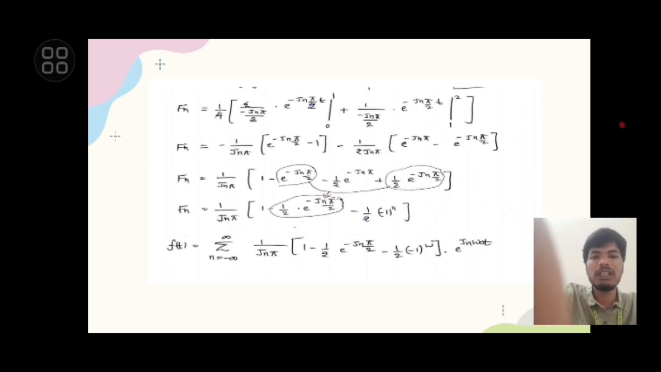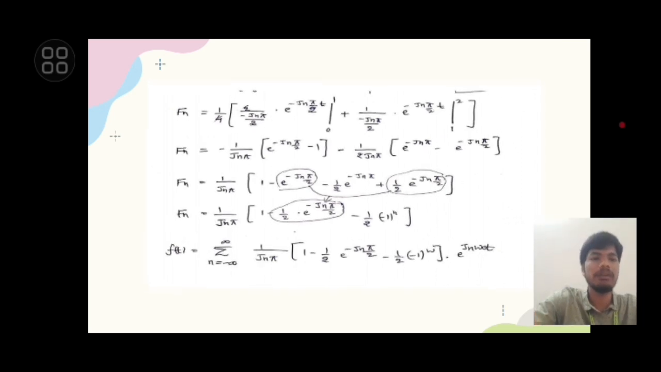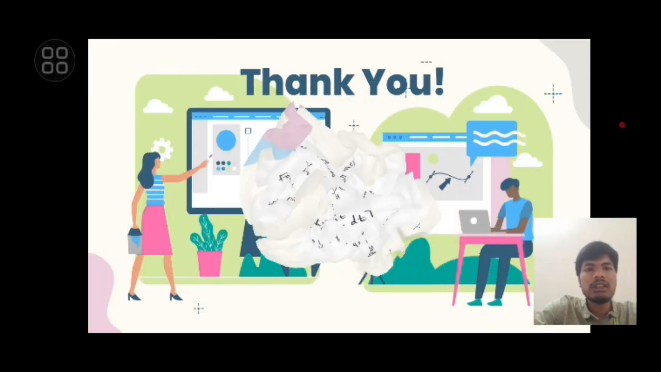So f of t equals summation n equals minus infinity to infinity 1 by j n pi into 1 minus 1 by 2 e power minus j n pi by 2 minus 1 by 2 into minus 1 whole power n, into e power j n omega naught t. And thank you.